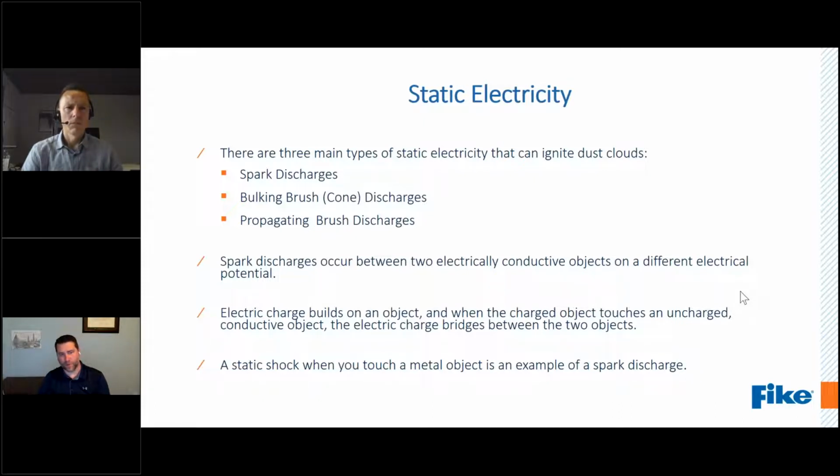But for these bulking brush and propagating brush discharges, a bulking brush is where the charge builds on the powder itself, just as a method of when conveying into bins and receivers, things like that. And then a propagating brush discharge is where your charge builds up against the non-conductive, say, flexible hosing and conveyance lines.